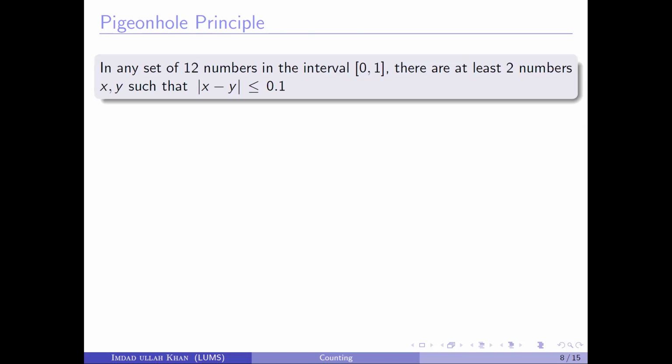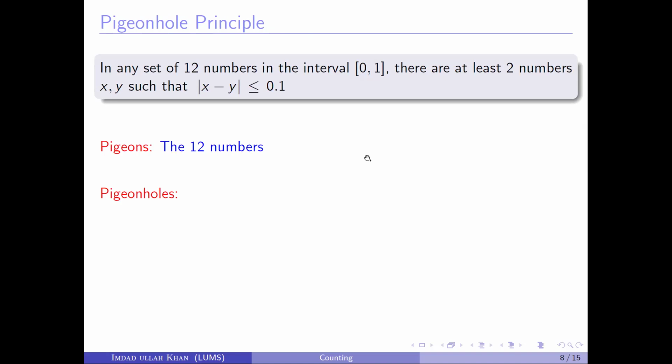In any set of 12 numbers in the interval from 0 to 1, there are at least 2 numbers x, y such that their absolute difference is less than or equal to 0.1. Now take the numbers in the form of pigeons. So we have 12 numbers. They are pigeons. They need to be placed.